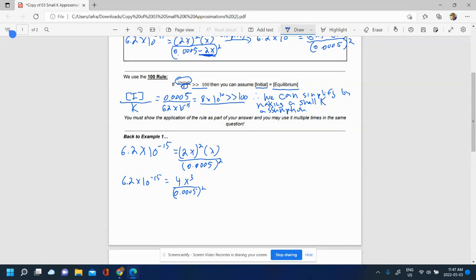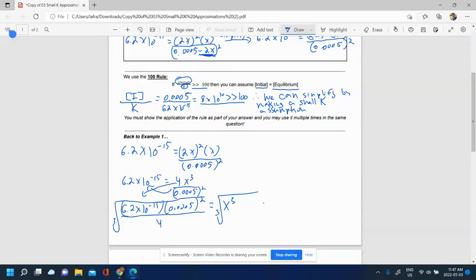We can isolate for x by sending this to the other side and this to the other side as well. So that becomes a division. So essentially we get this. We get 6.2 times 10 to the power of negative 15 times 0.0005 squared over 4 is equal to x cubed. And so now we can do the cubic root. That has a little 3 up here because it's not square root, it's the cubic root. And that will give us our x value.